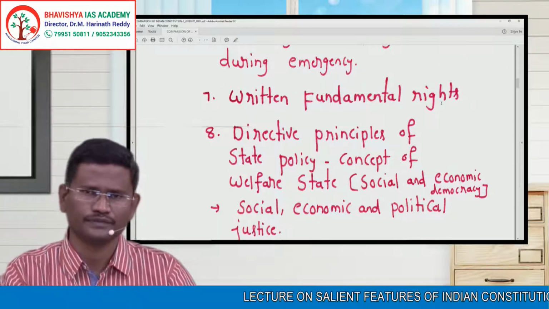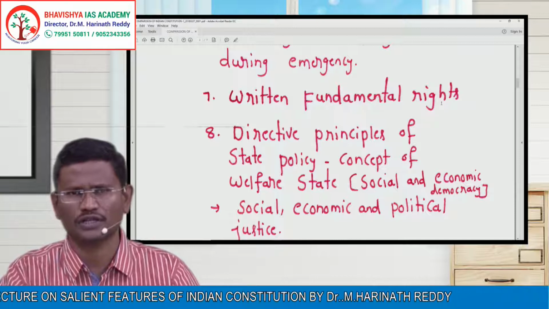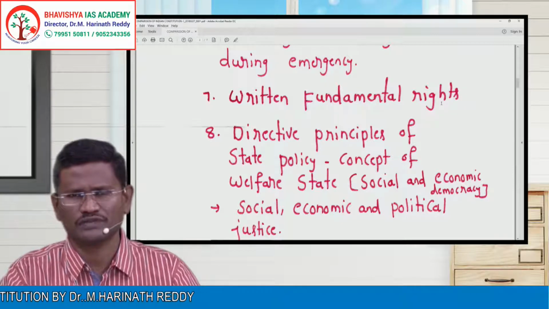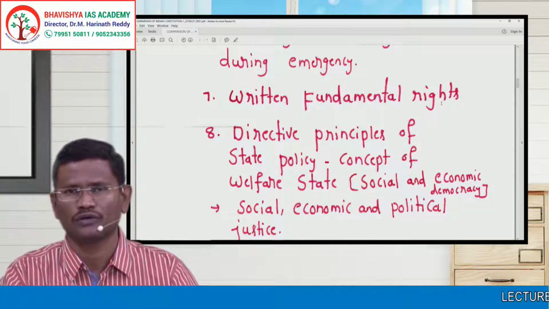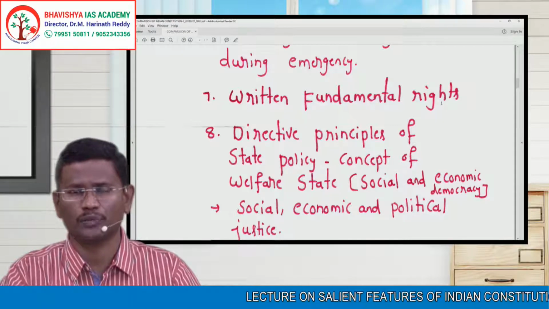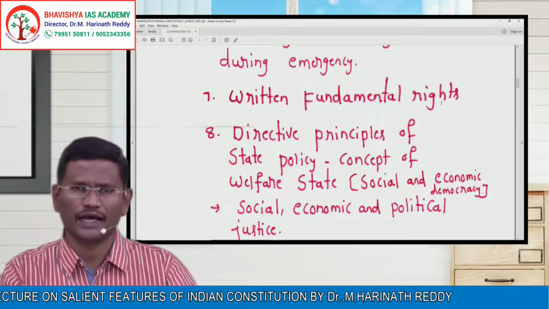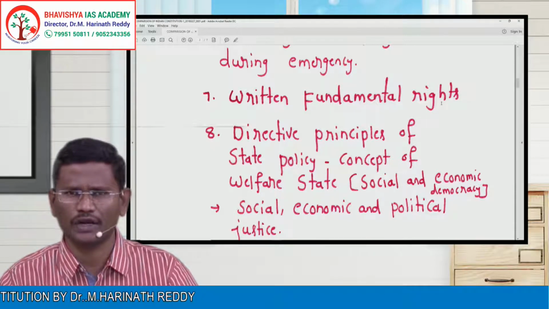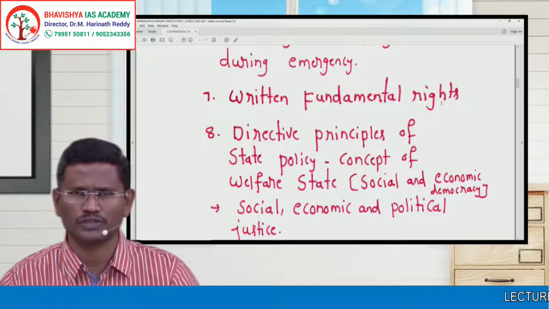Then, again, the Indian Constitution has one unique and important salient feature in the form of directive principles of state policy. See, directive principles of state policy are positive obligations on the governments for creating a welfare state, social, economic and political justice, equality of opportunity and equality of status. If they are not implemented, the citizen cannot have any remedy. He cannot go before the High Court and Supreme Court for the enforcement of directive principles of state policy.